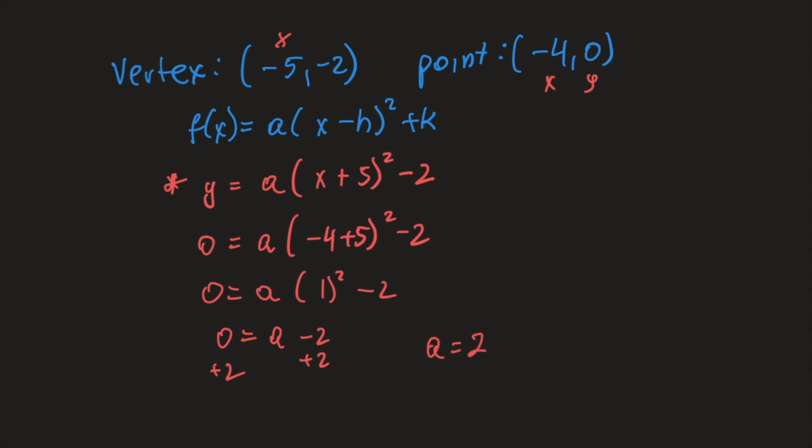Now I'm going to go back into my start equation, and I'm going to rewrite it with a replaced in. So y, or f of x, let's use f of x. f of x is equal to 2 times x plus 5 squared minus 2.